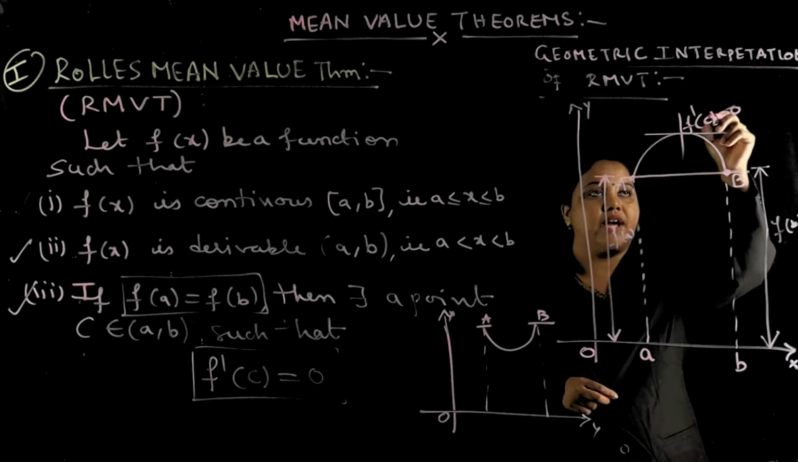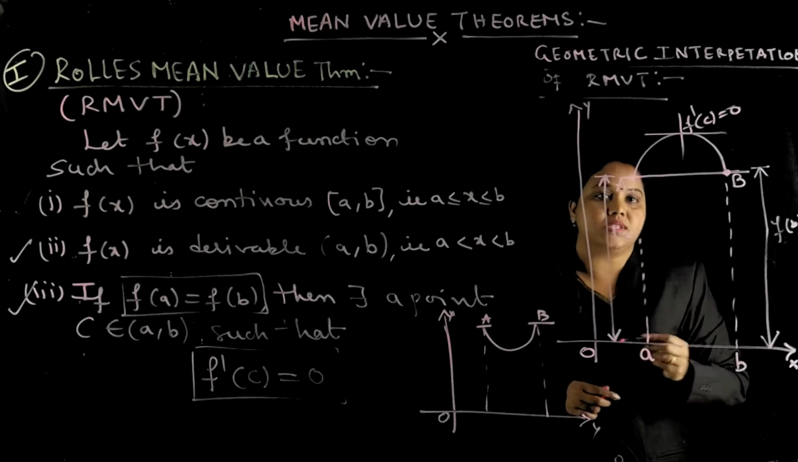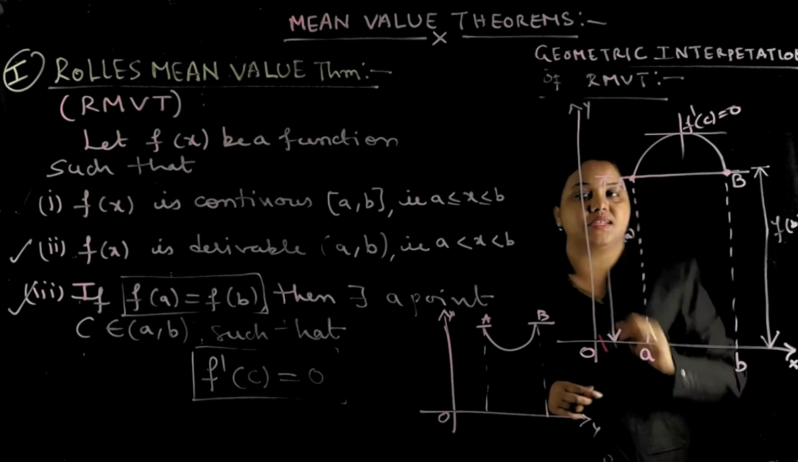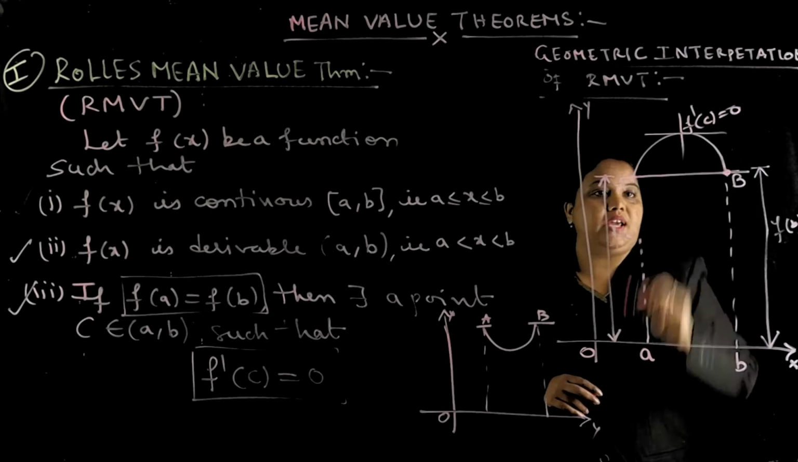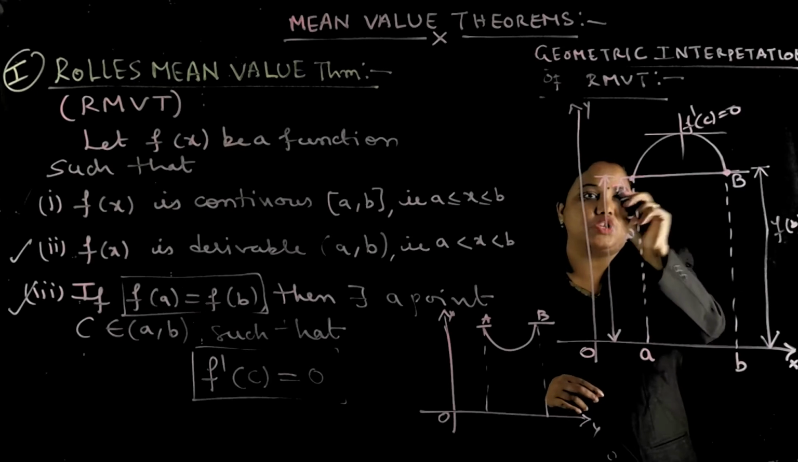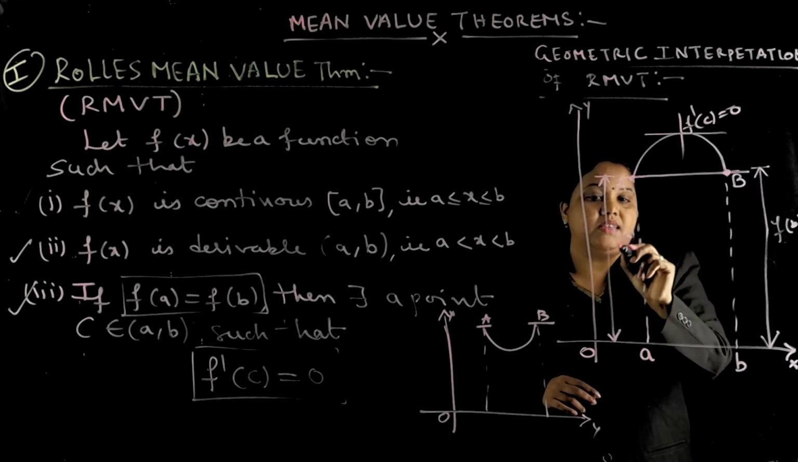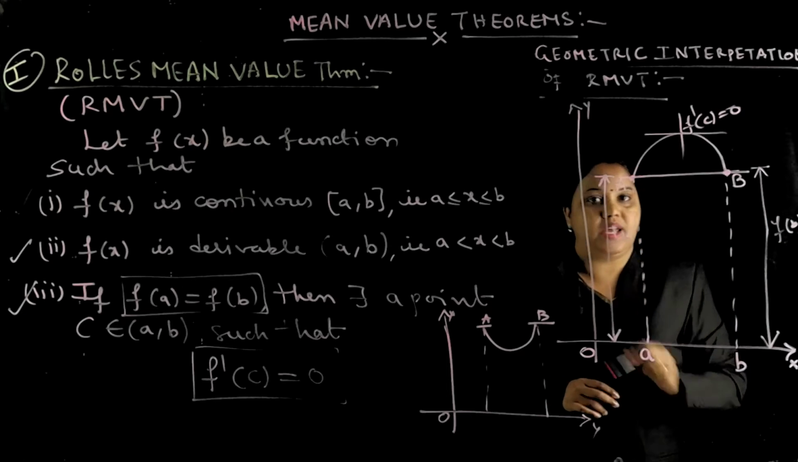So this is f dash of c is equal to 0. And we should always remember that in the Rolle's mean value theorem, this should be equidistant. That means this should be lying on the same line. And f of A should be equal to f of B.